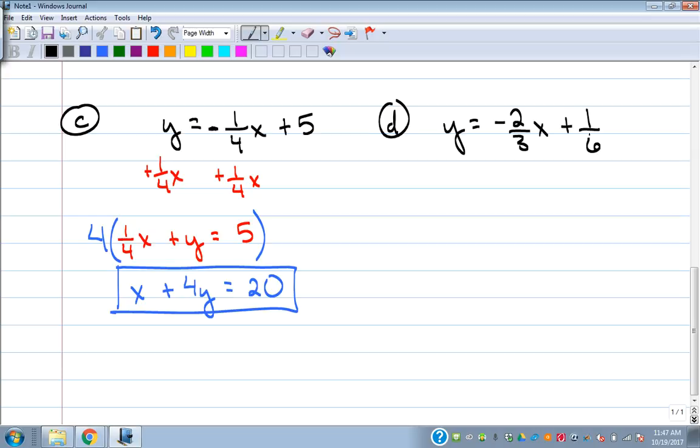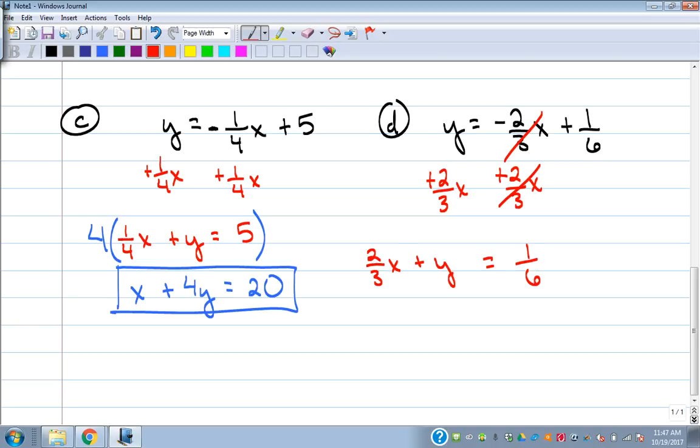All right, so here's one that's got 2 fractions in it. How do we get x and y on the same side? Add the 2/3 x. So every time we've got something in slope-intercept form, to get it in standard form, we move the part that's got the x. That's happened on every problem that we've done. Okay, so we have 2/3 x plus y is equal to 1/6.